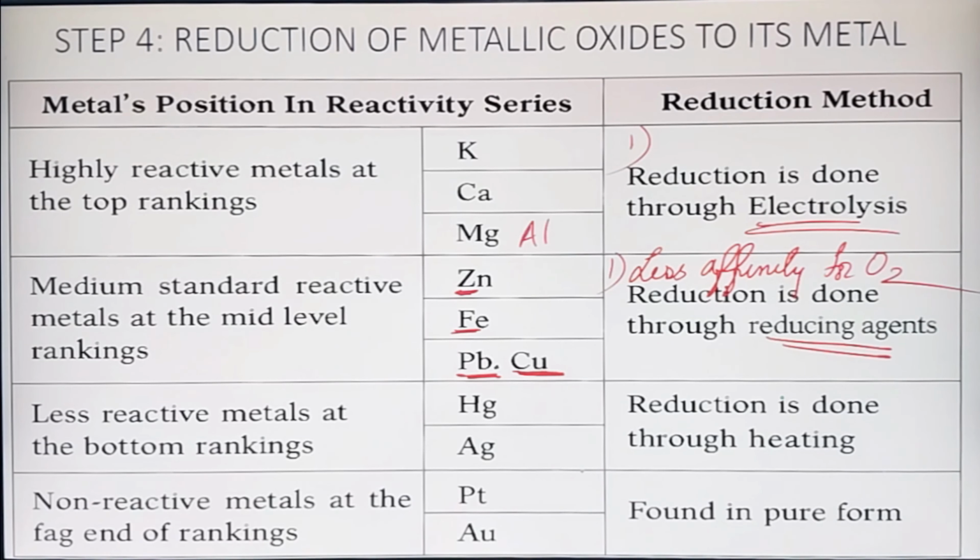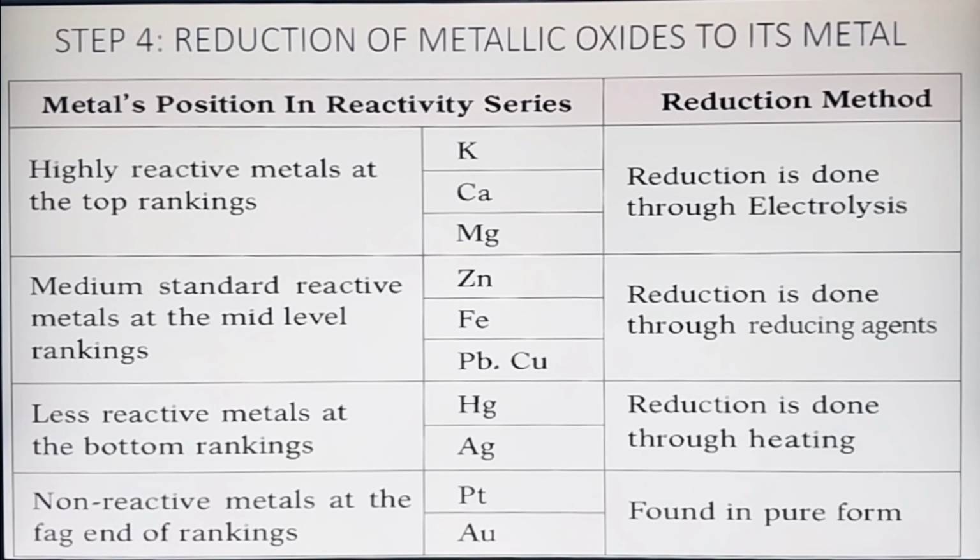I will be using something called reducing agents. Now zinc, iron, lead and copper are the elements which have middle, medium reactivity. They are not as reactive as potassium, calcium, magnesium, neither are they as inert as gold or platinum. Here, remember this: for zinc, iron, lead and copper, their affinity with oxygen is not that strong. They do not have as strong an affinity as potassium, sodium, calcium, magnesium have. So their affinity is comparatively lower.